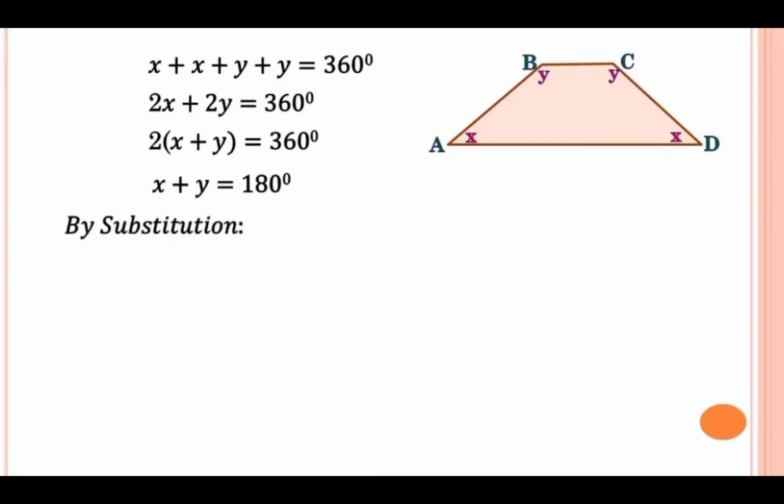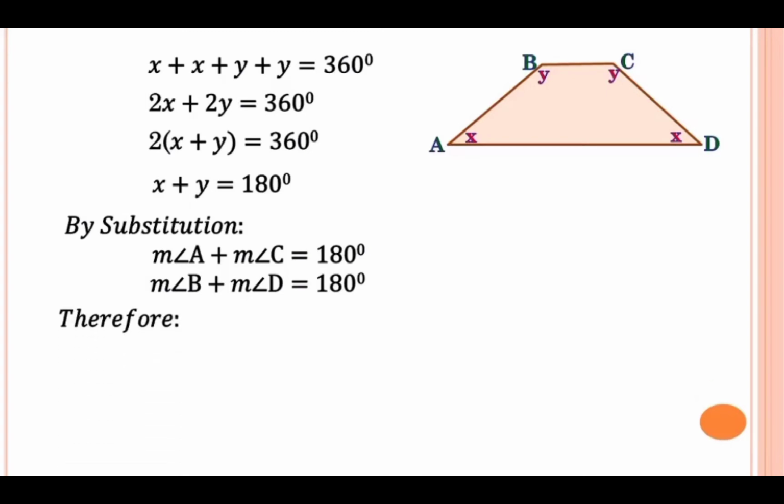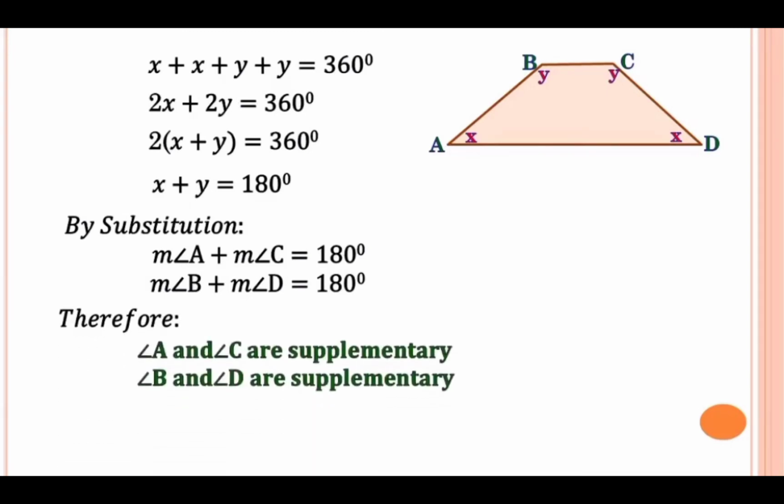So by substitution, we can have measure of angle A plus measure of angle C equals 180 degrees. Measure of angle B plus measure of angle D equals 180 degrees. Therefore, angle A and angle C are supplementary. Also, angle B and angle D are supplementary.